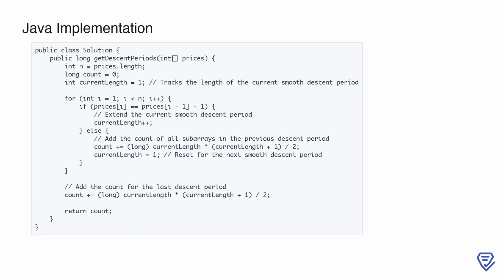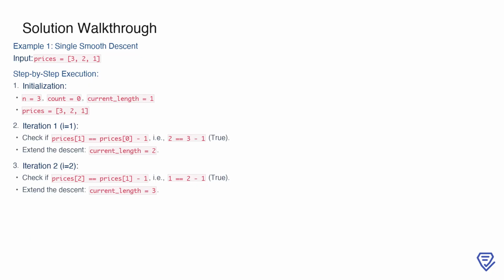This is the Java implementation of the number of smooth descent periods of a stock problem, mirroring the Python logic. It calculates the total number of smooth descent periods by iterating through the array and maintaining a variable to track the length of the current descent period. Key differences in Java include explicit type declarations and the use of long for handling large counts, ensuring no overflow occurs during calculations. Here, we start with the first example where the input prices are 3, 2, 1.